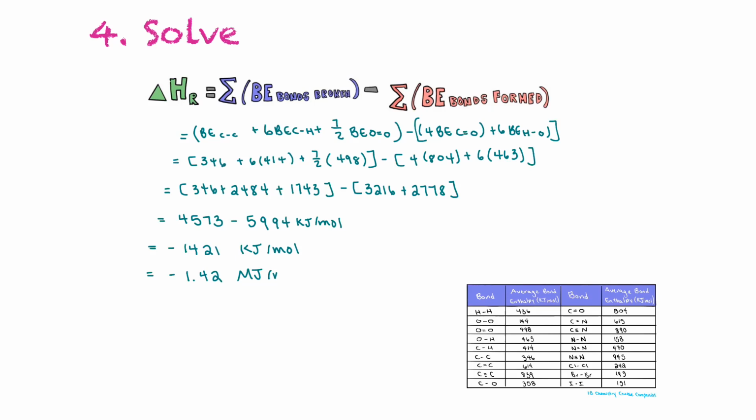megajoules per mole. So that makes sense. A combustion reaction would be an exothermic reaction. So that explains why we have a negative answer for our heat of reaction. And that's how you calculate bond energy.